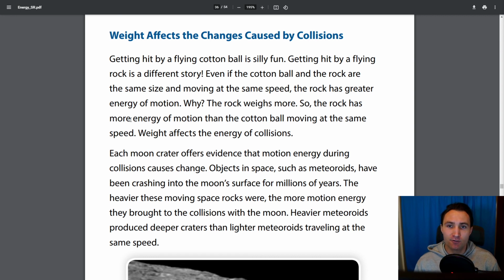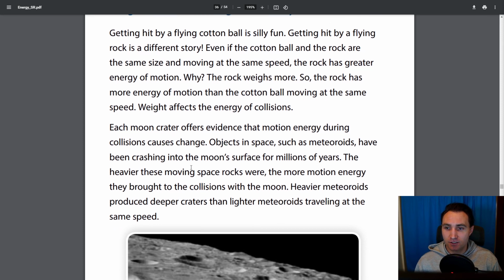And this goes back to our first quarter, one of the idioms that we learned, which was the greater they are, the harder they fall, right? So the greater they weigh, the more energy they have, and it's going to hurt harder. It's going to have that greater energy. So weight affects the energy of collisions.